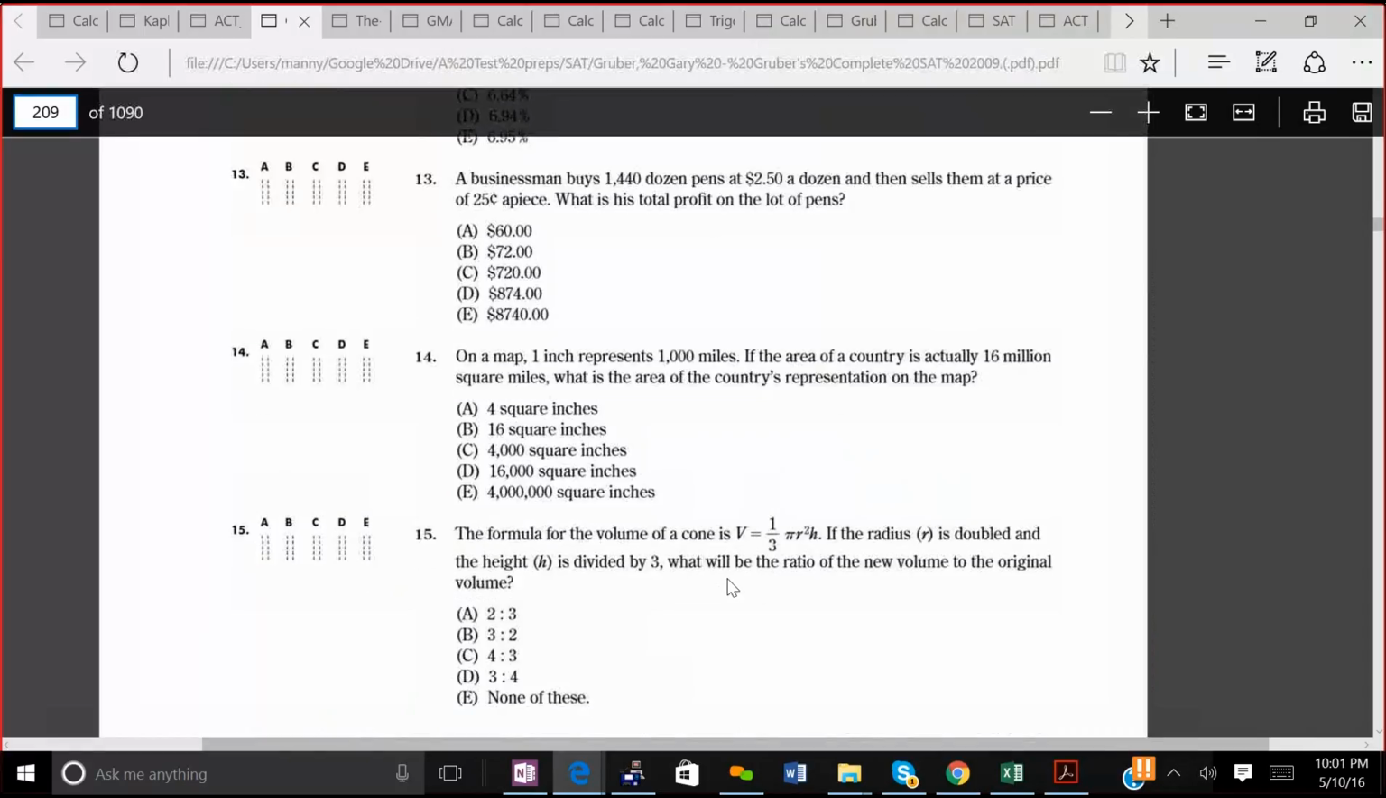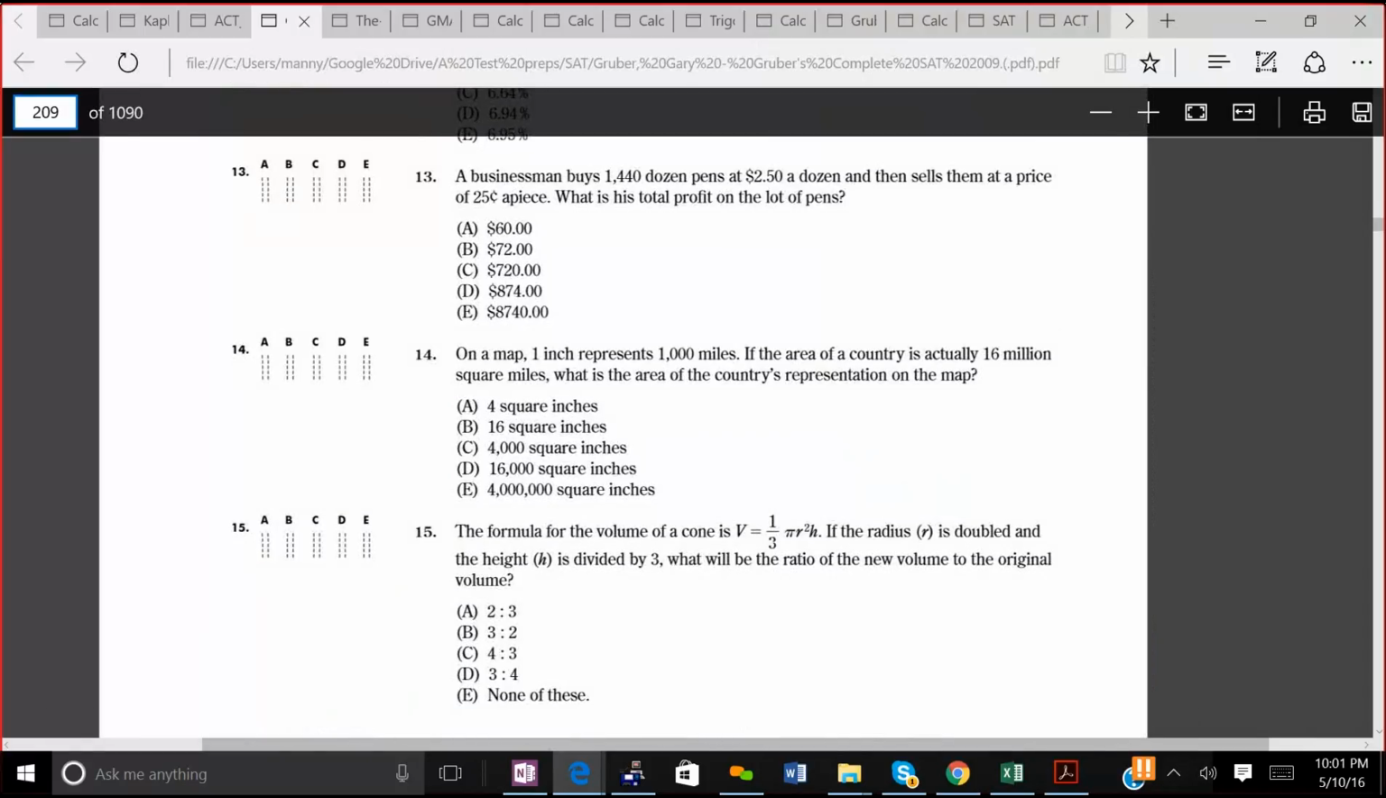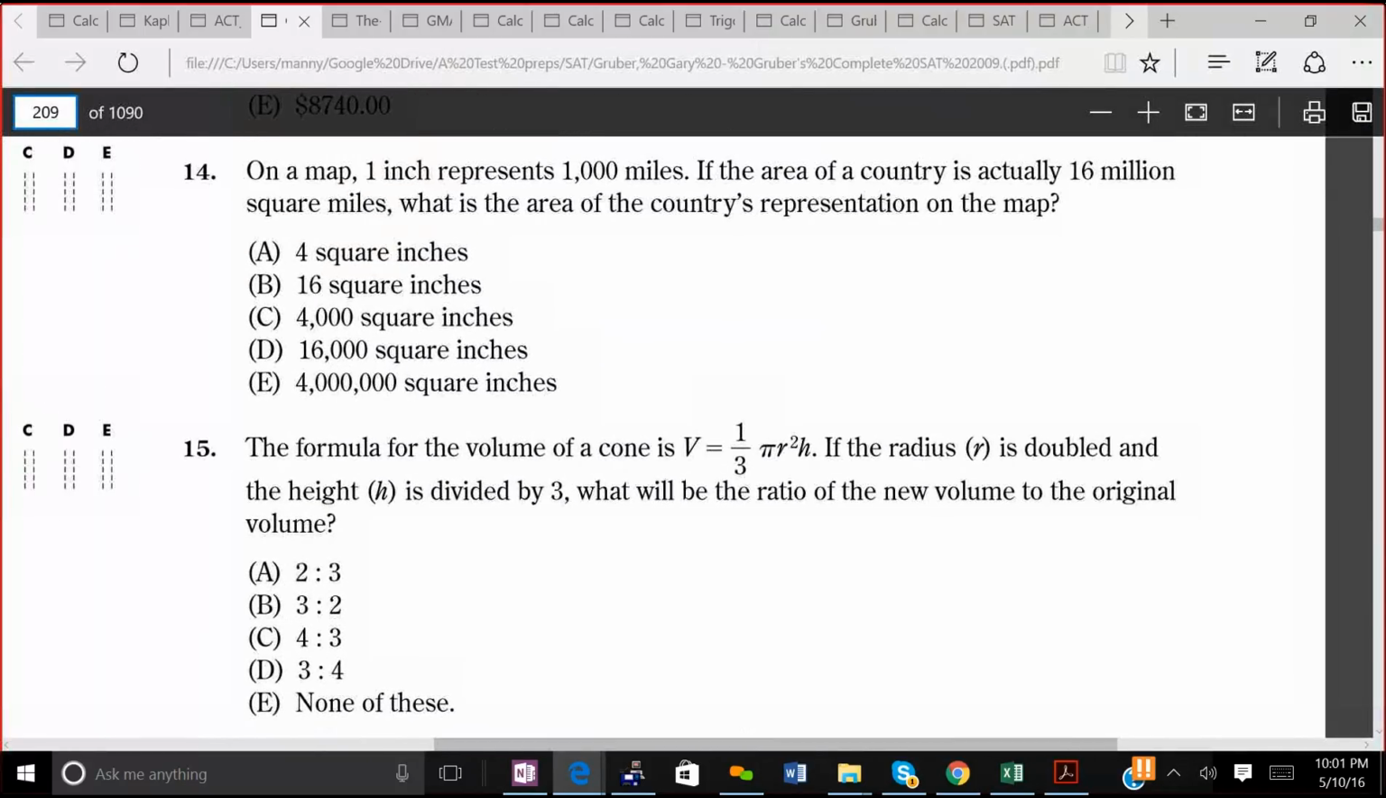The next one, 15, also covers an app we kind of did. So it's not as hard as it looks. Actually, it's much easier.